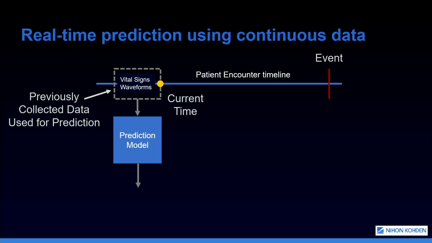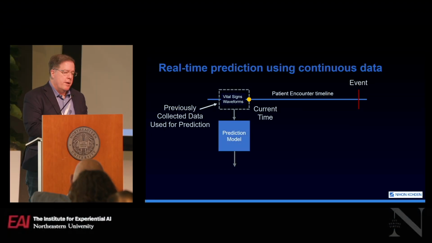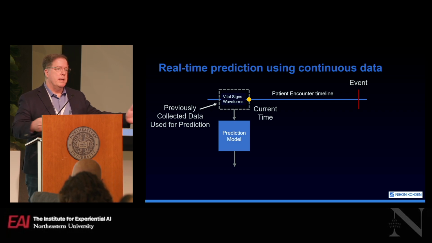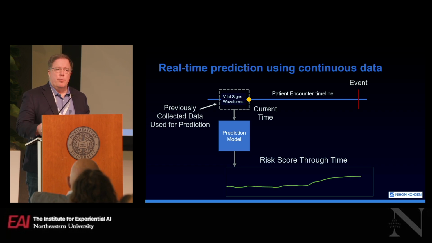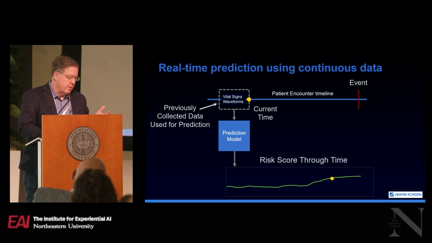So how do we make predictions in real time? It's a very high level diagram, but yellow represents the current time. So at the current point in time, a window of data from the past is provided to a prediction model, and it might be 30 seconds, it might be 30 minutes, it might be the entire patient encounter data set. It's provided to a prediction model that creates a risk score, and of course what we want to see is that risk score increase through time prior to the event so that a clinician can both see an increase and a magnitude that my patient's at higher risk for this particular event.